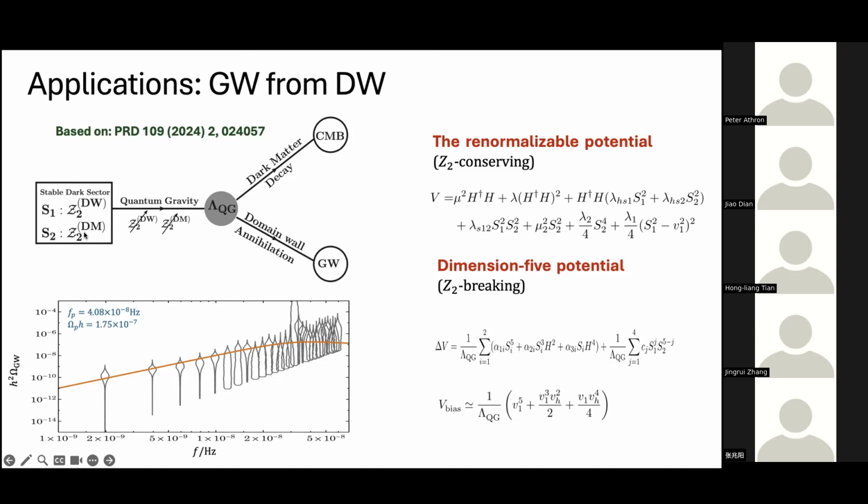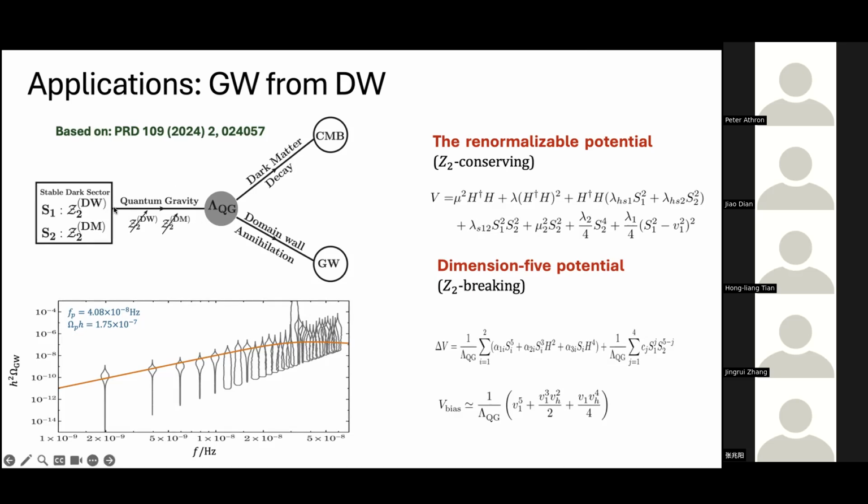This Z2DM is responsible for the stability of the dark matter because it remains unbroken. And Z2DW is responsible for the generation of domain walls because it is spontaneously broken. And once it is spontaneously broken, we will get a degenerate vacuum. Now, as I said, quantum gravity will break any global symmetry at high scale. So that's the idea, that's the knowledge that we use.